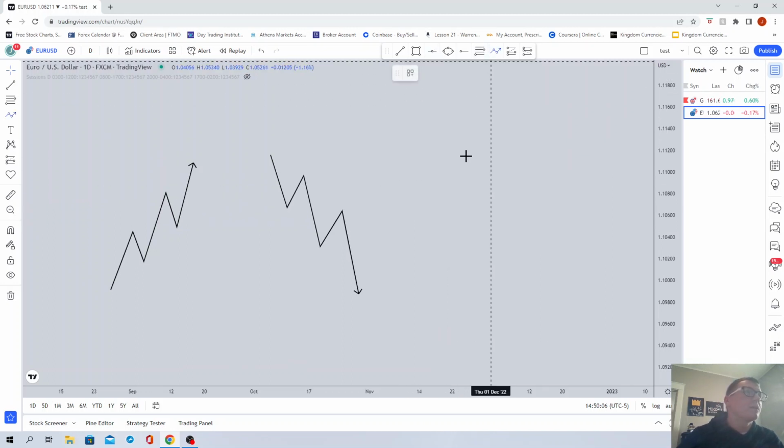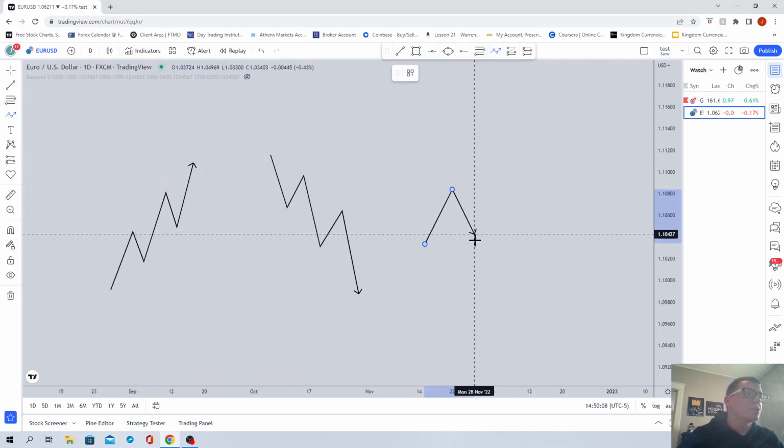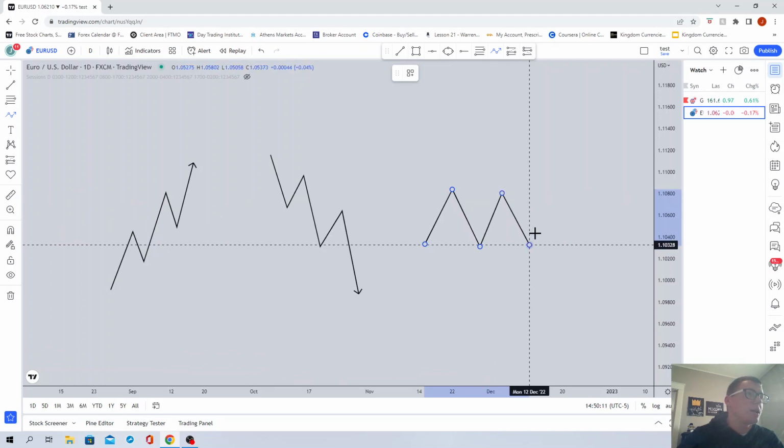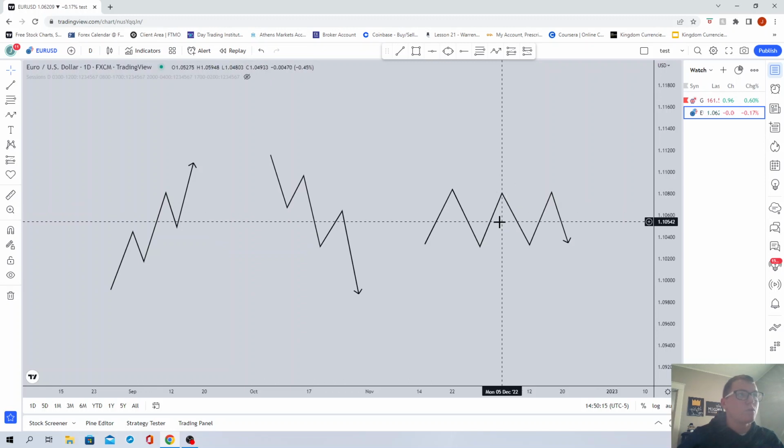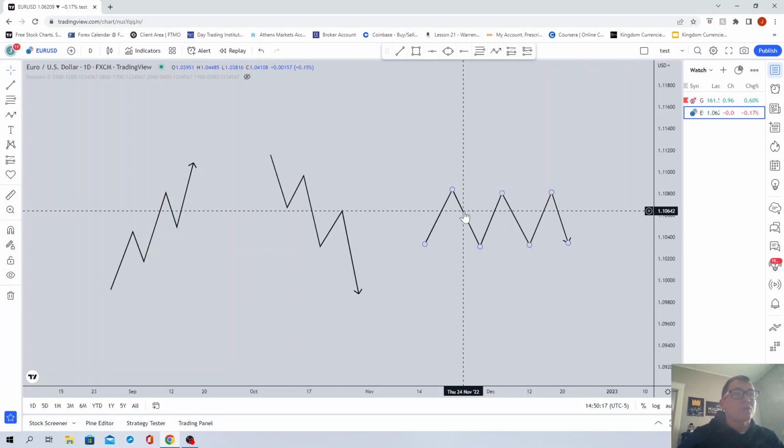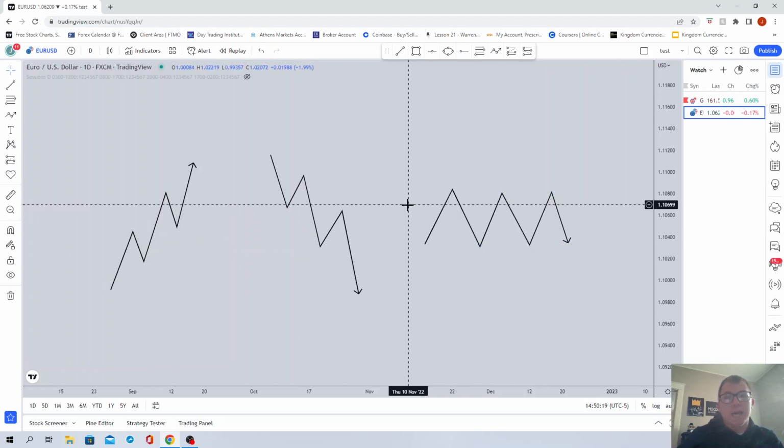And then the third thing, like we said, markets can move sideways, which is equal high, equal low, equal high, equal low, equal high, equal low, so on and so forth. This is known as consolidating or ranging. Those are the three things that markets can do.